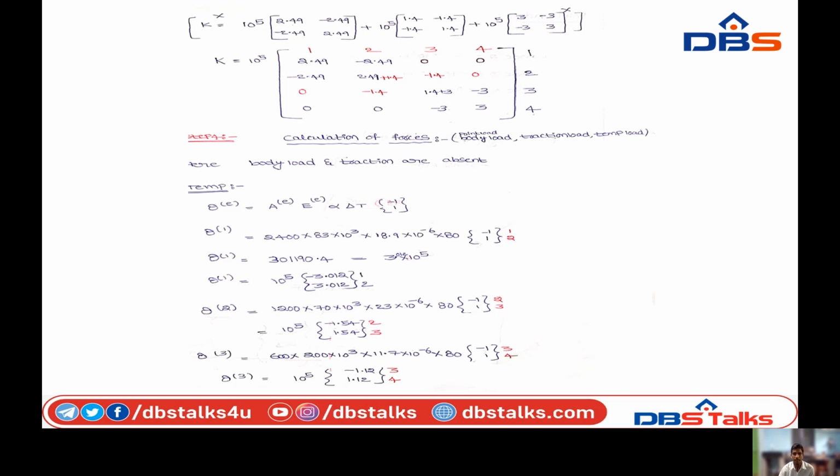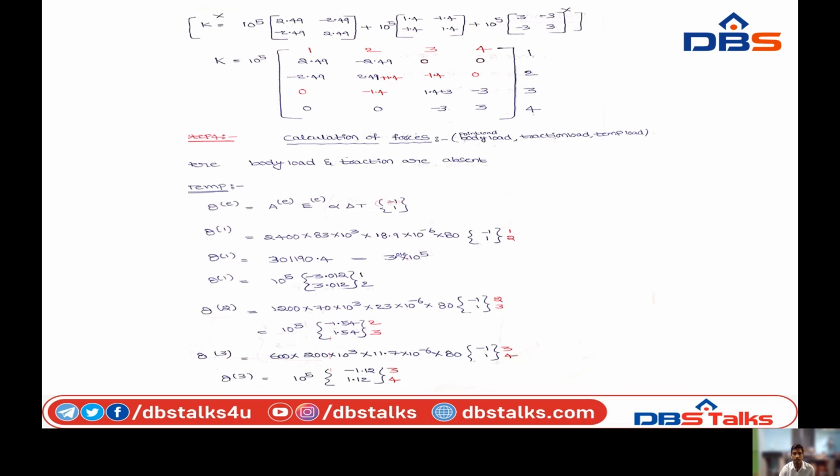Theta 3, the temperature vector for the third element: A3, E3, alpha 3, delta T, minus 1, 1. Area of the third element is 600. Next, E, Young's modulus, is 200 into 10 to the power of 10 cube. Next, alpha is 11.7 into 10 to the power of minus 6, into temperature gradient 80, minus 1, 1. After doing all calculations, the temperature vector will be 10 power of 5 times minus 1.12. Here I am writing 3, 4 beside that matrix for identification.